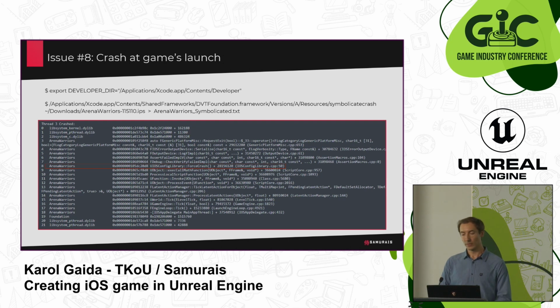So now we need to extract the crash from our device, upload it to the Mac, and then use the symbolicatecrash tool to process the crash like this. As a result, we have a file in which the memory addresses are converted into actual function names. So as you can see here, the crash was forced by my function.